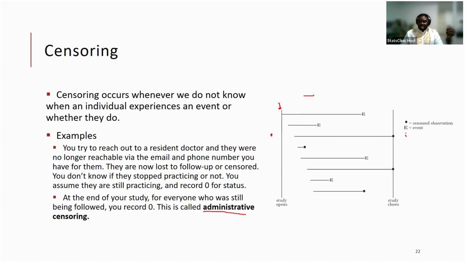But this person that you think could have the event after, that's called right censoring. Okay.